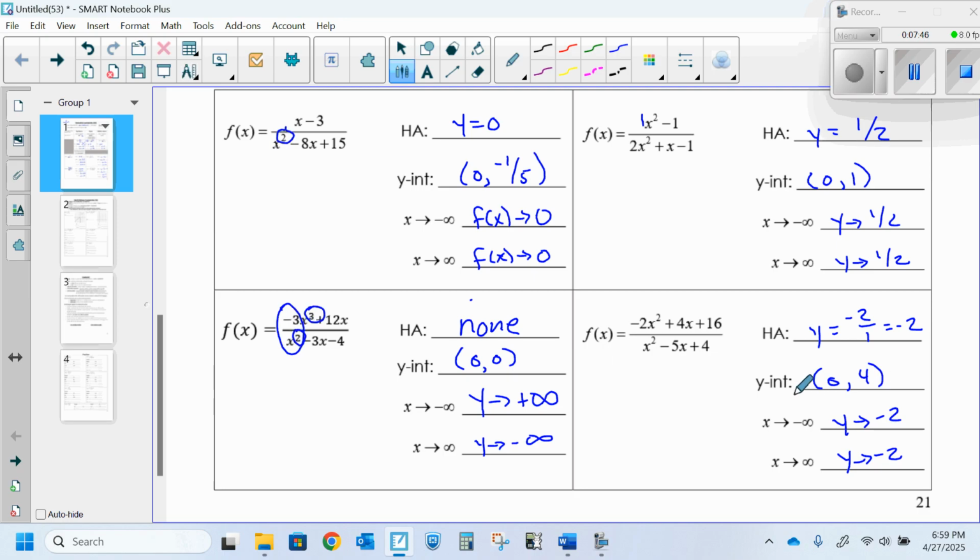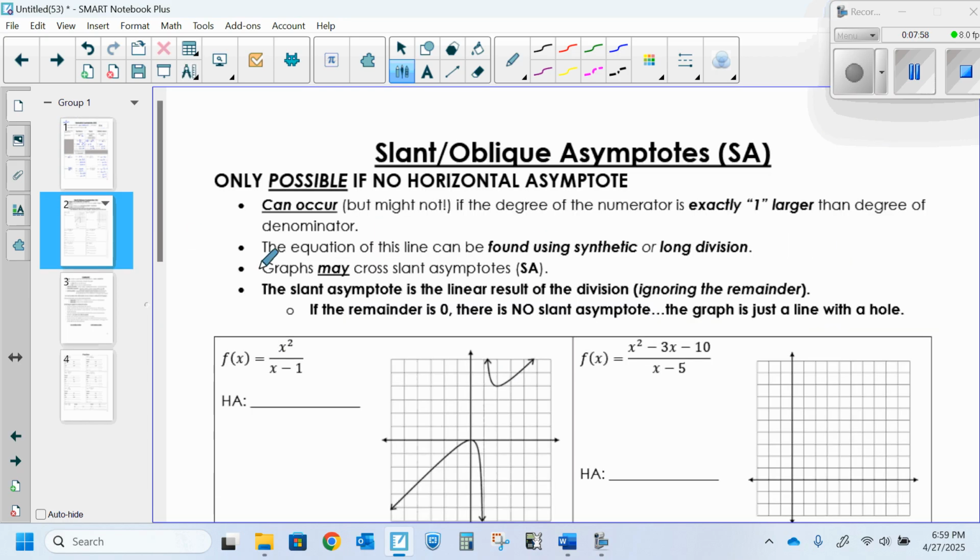So the horizontal asymptotes really are helping you with the end behavior, but more importantly, it's helping you with some of the y values, right? That's why we added in the y-intercept here. Okay, let's take a look at the next one.